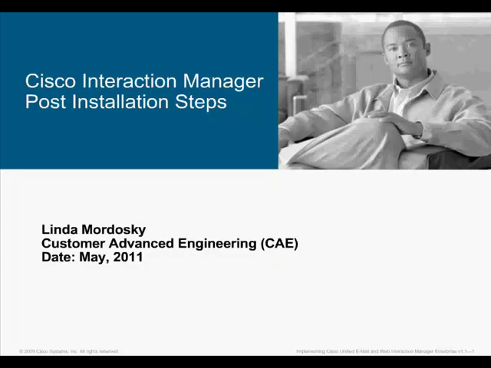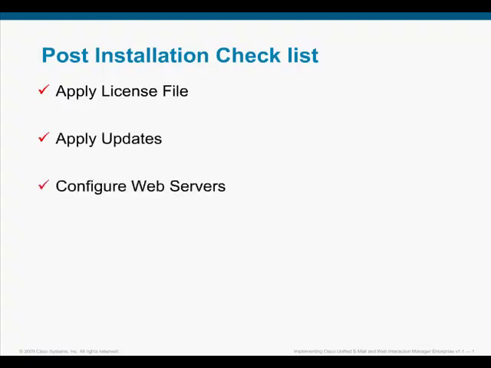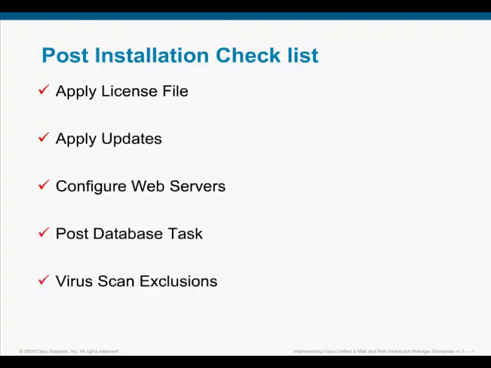In this series, we'll talk about the post-installation steps for the Cisco Interaction Manager. Here's our agenda for today's session. First, we'll apply our license file. Then we'll apply the updates. Then we'll configure our web servers, complete our post-installation task, complete our virus scan exclusions, and then we'll start the Cisco services.